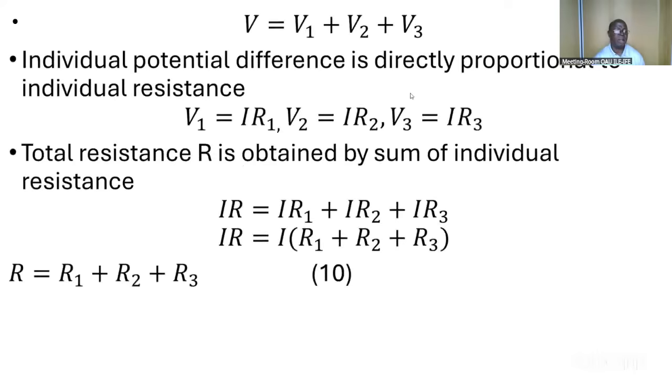If you substitute V1 equals IR1, V2 equals IR2, V3 equals IR3 in the above equation, V is equal to V1 plus V2 plus V3, you are going to have what we have in equation 10, because I will cancel. When you talk of resistance in series, the effective or equivalent resistance is just the sum of the individual resistors. So you just have R is equal to R1 plus R2 plus R3.